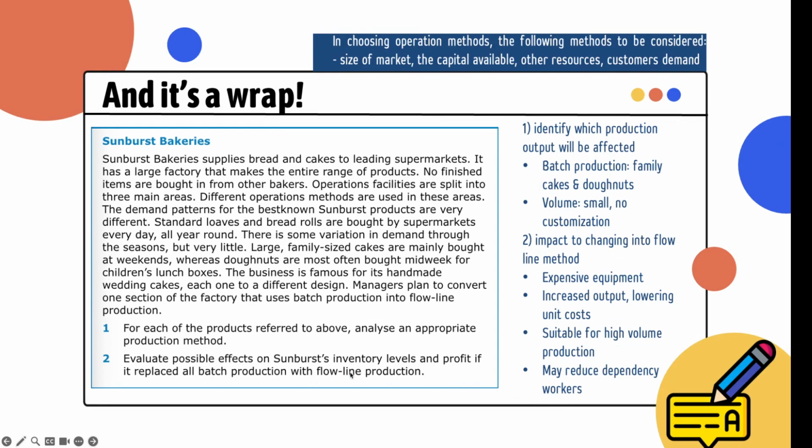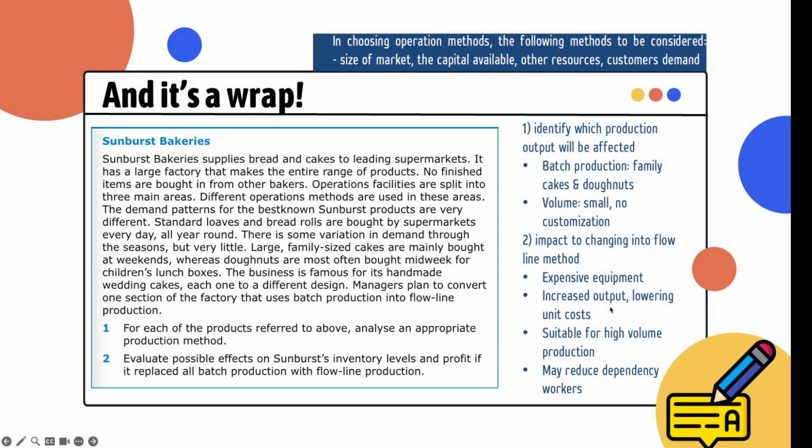For batch production, what will be affected is family cakes and donuts, and the volume for these sections is small because there's no customization. If they were to change this into the flow production method, let's look at the direct impact first. It is expensive equipment. They need to spend more to buy a bigger machine. They will definitely have more production.